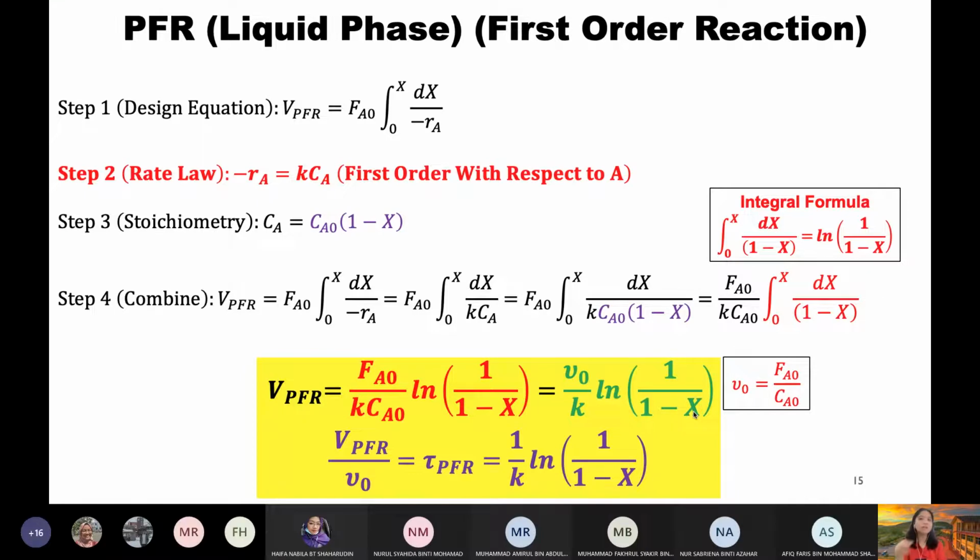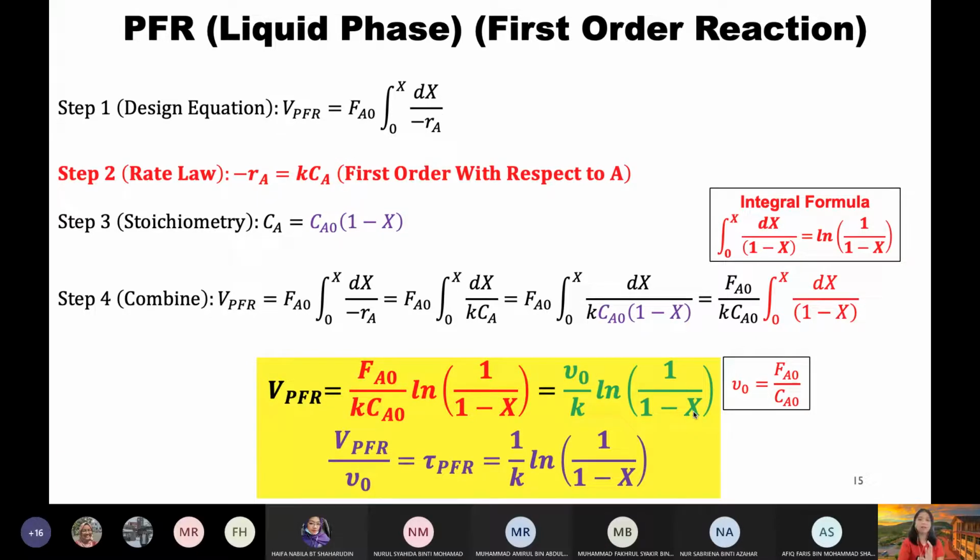Version kedua. Now, ada version ketiga. Kenapa ada version ketiga? Version pertama, version kedua cari volume. Version ketiga, kalau kita nak tahu dalam bentuk space-time. Do you remember I taught you in chapter 2 the concept of space-time? Space-time tu apa? Space-time is volume over initial volumetric flow rate, V over epsilon naught. Okay, I taught you in chapter 2. Sekarang kita kena correlate balik dengan chapter 2. Chapter 2 kita dah belajar juga pasal space-time. Space-time is volume over epsilon naught, volumetric flow rate.